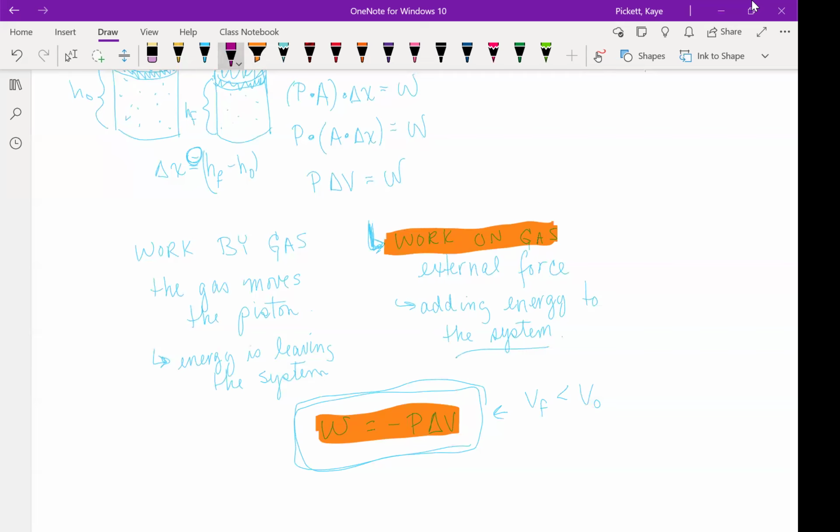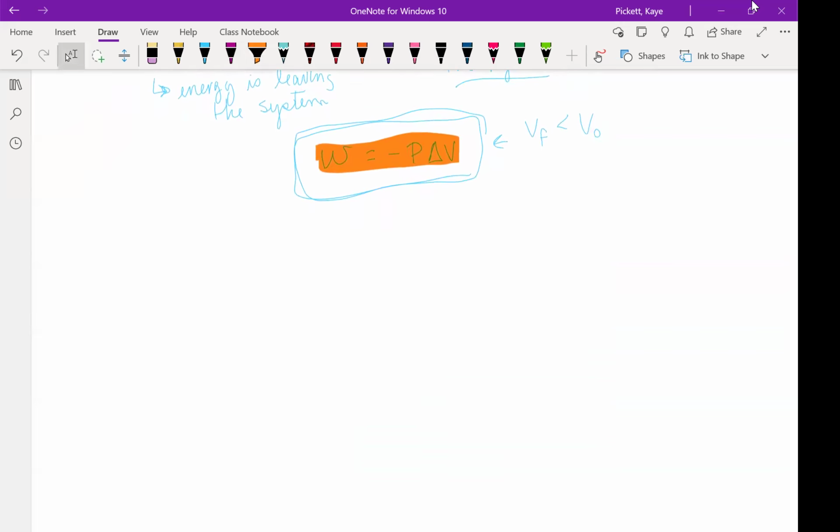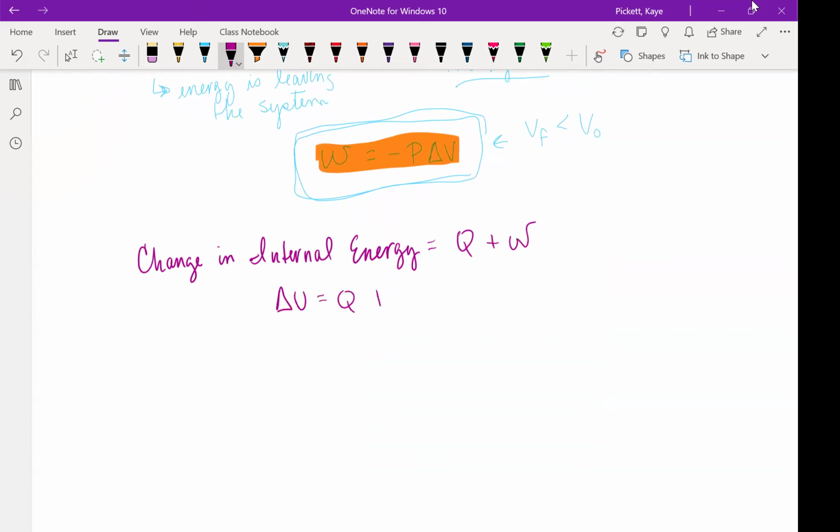Now, let's go back and look at our first law of thermodynamics, which says that the change in internal energy is equal to the heat added plus the work done: Q plus W. So delta U equals Q plus W. So we just got two brand new equations. And we haven't really talked about this Q yet. We will be, give us time.